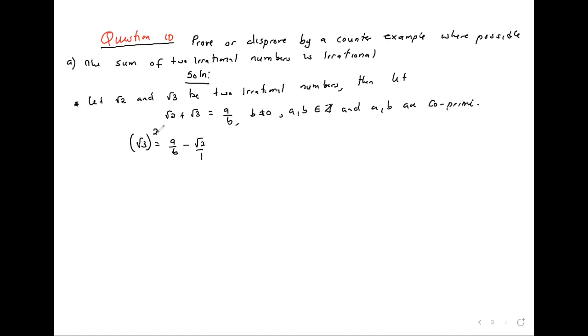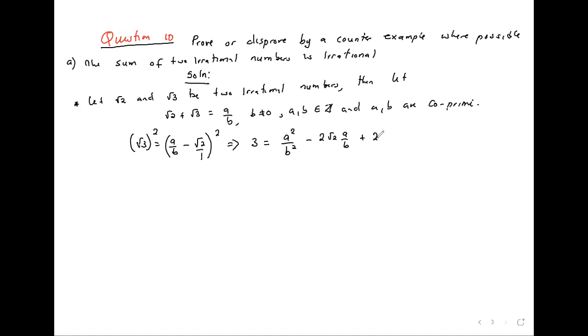And then we'll square this side. So we'll have 3 is equal to, we're expanding. Remember, if you have a plus b squared, you multiply a plus b times a plus b. So we'll have a squared over b squared minus 2 root 2 a over b plus 2. So you take your time and expand a over b minus root 2 multiplied by a over b minus root 2. So you get a squared over b squared minus 2 root 2 a over b plus 2.